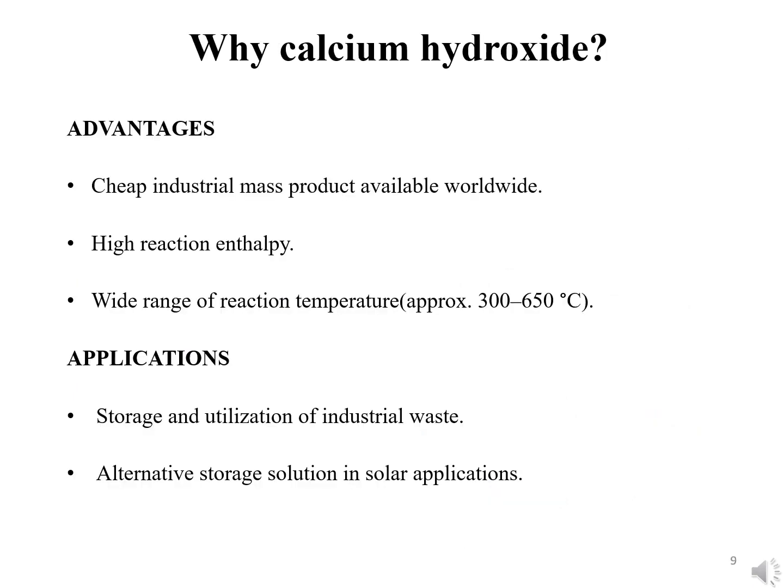Now the question is why we selected calcium hydroxide instead of other materials. So calcium hydroxide offers various advantages, such as it is cheap industrial mass product and abundantly available worldwide. Secondly, the reaction enthalpy is high, leading to high possible energy storage densities. Also, the charging and discharging temperature of the reaction can theoretically be adapted in a wide range of approximately 300 to 650 degrees Celsius. The applications of system could potentially be beneficial for many high temperature processes such as storage and utilization of industrial waste heat, or as an alternative storage solution in future concentrated solar power plants.